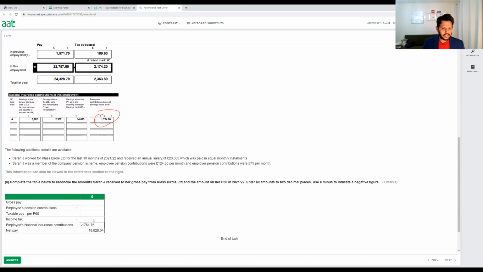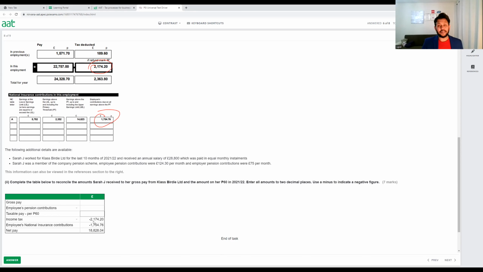1754.76. Income tax is also a deduction, because when you work for a company, you have to pay the income tax. And the income tax we have here is 2174.20. It's also a minus, because from this employment you are paying the income tax, 2174.20. So now we can see how much the taxable pay per P60 will be.